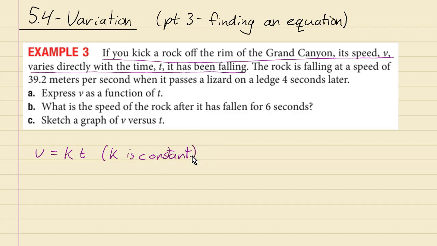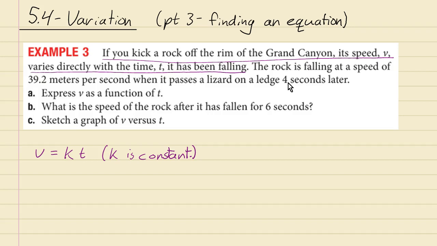Okay, and it also gives us some more information. The rock is falling at a speed of 39.2 meters per second. So that's a value of v that it gives you when it passes a lizard on a ledge 4 seconds later. I guess the lizard had a laser gun, a thing that cops have. What do you call those? Speedometer? I don't know. To tell exactly how fast the rock was going as it passed by the lizard.